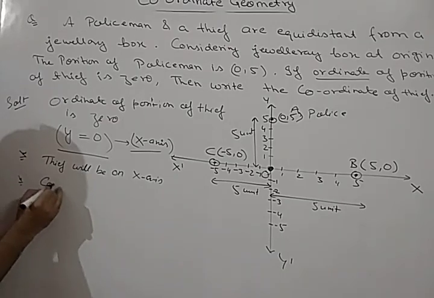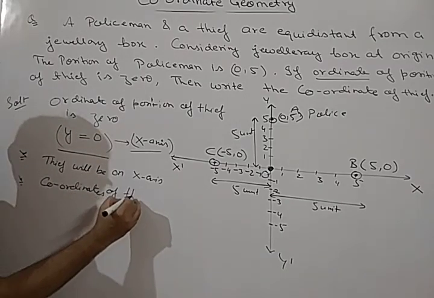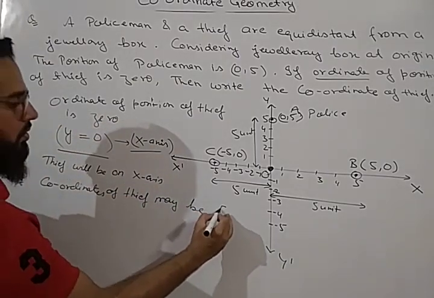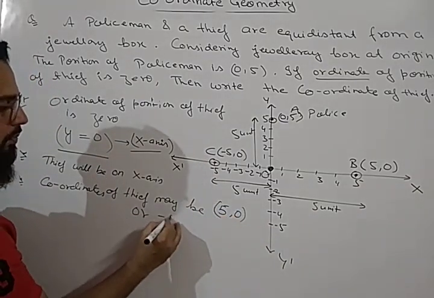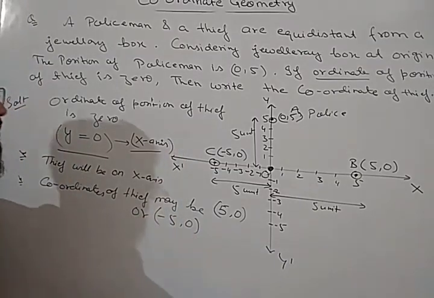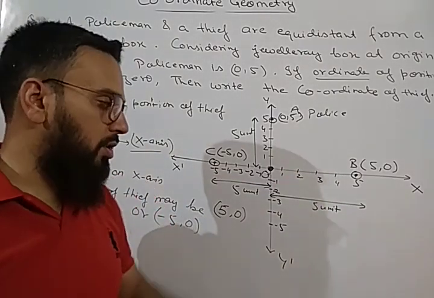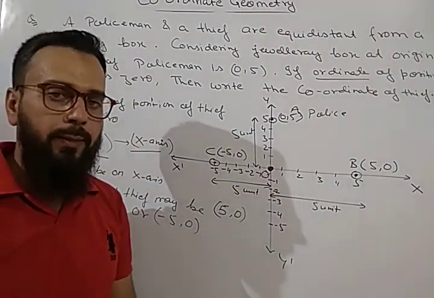The coordinates of the thief may be (5, 0) or (-5, 0). Both of these may be the coordinates of the thief. (5, 0) or (-5, 0). Both may be the coordinates of the thief.